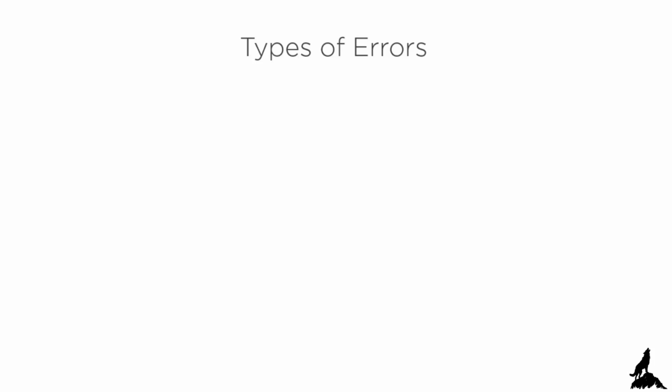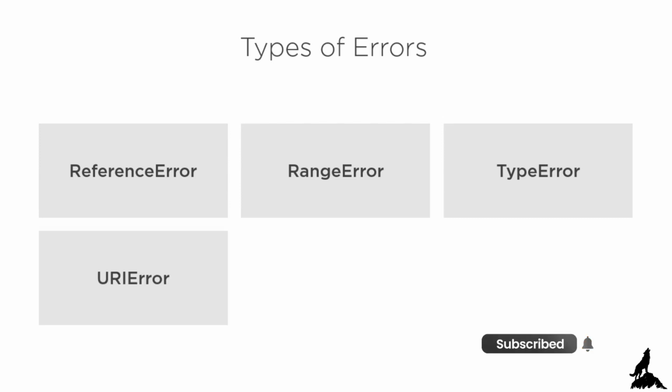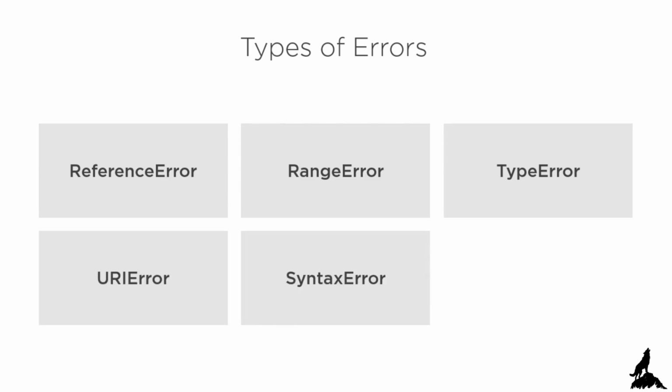Now we saw reporting the error type by using the error.name. Well, let's take a look at the built-in errors that get thrown by JavaScript. There is a reference error, a range error, a type error, a URI error, a syntax error, and eval error. Now, eval error is for backwards compatibility only. It's not used anymore, but you may still see it in some older code.